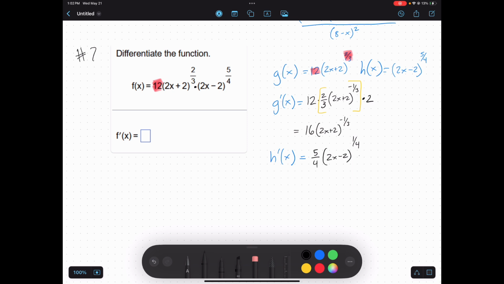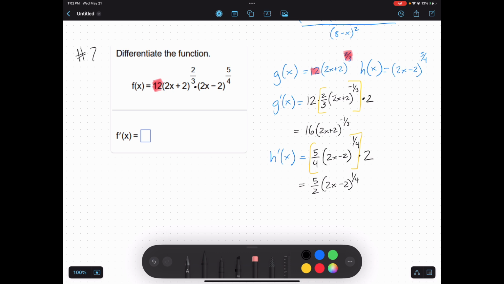Then what do I have to do? Remember, then you have to multiply by the derivative of the inside function. This piece is only half of your derivative, because then you have to multiply by the derivative of the inside function. So the derivative of 2x minus 2 is once again just 2. So what do I get when I simplify that? I get 5/2 times 2x minus 2 to the 1/4. So now I have the derivatives of each piece.